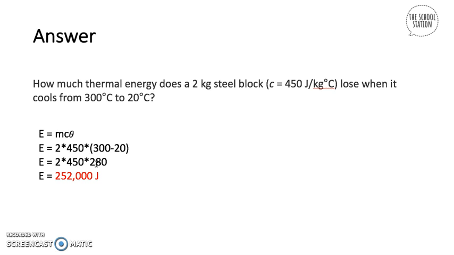So that's the answer for how much thermal energy a 2 kg steel block loses when it cools from 300 degrees Celsius to 20 degrees Celsius with this specific heat capacity. So there you have it. This is an example of how to solve a question involving heat energy. I hope you enjoyed this video and that it has helped you.